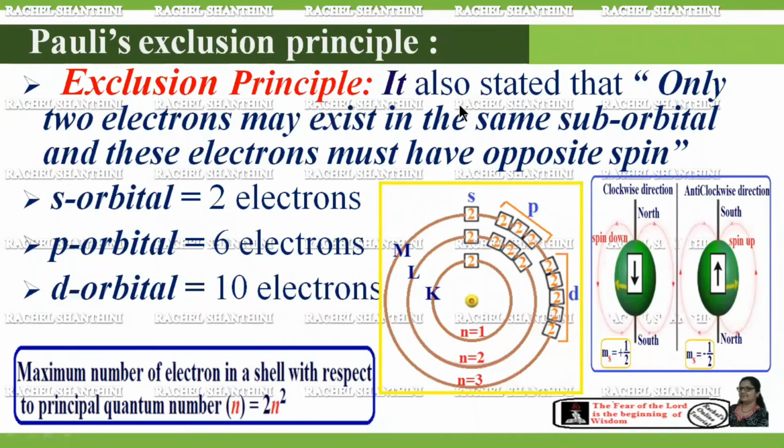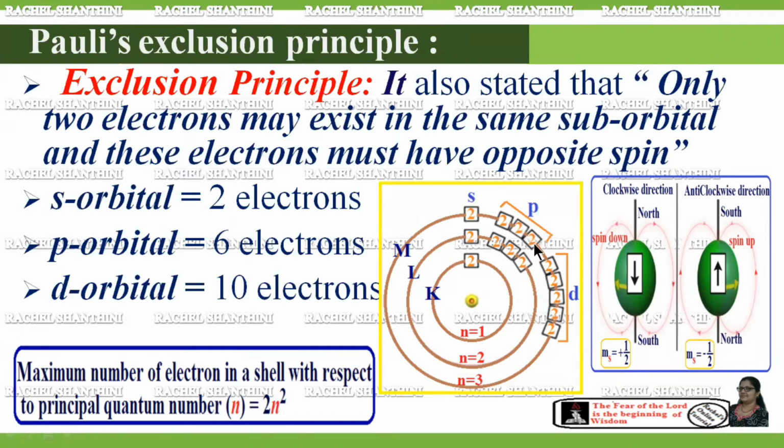Pauli's exclusion principle also stated that only 2 electrons may exist in the same suborbital, whether it is an s orbital or p orbital or d orbital. Only 2 electrons may exist. How many p orbitals are there? 3, right?